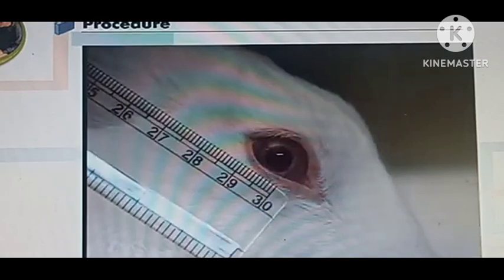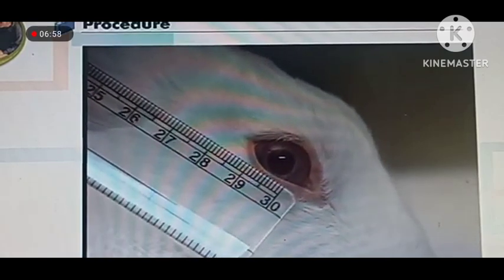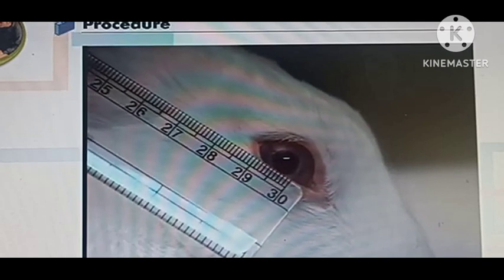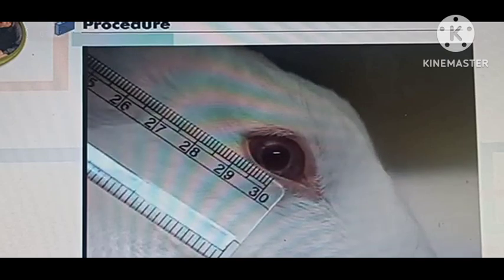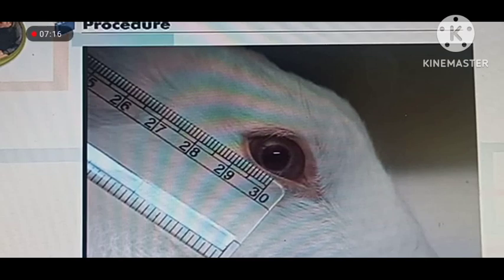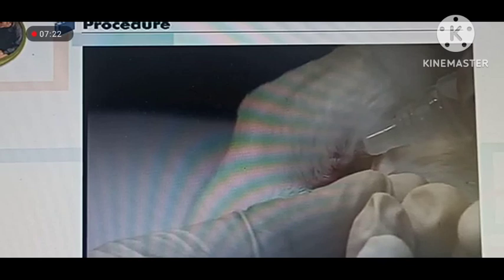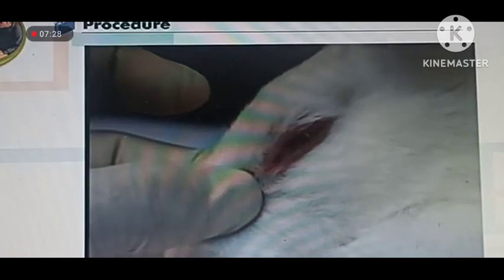Measure the size of the pupil with a scale. Repeat the same observation in left eye of the rabbit. Thereafter, treat the right eye of the rabbit as the control eye and left eye as the test eye. Instill 2 to 3 drops of pilocarpine solution in the test eye of the rabbit. Apply slight pressure with finger on the medial canthus to avoid nasolacrimal drainage of the drug.